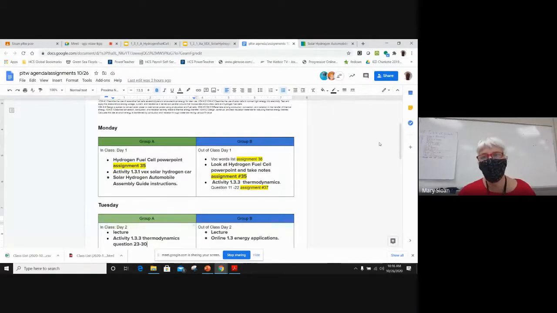As it says in the agenda, it is subject to change, so please check it daily to make sure it hasn't changed. As you can see today, Group A, which you're here, we're going to do the hydrogen fuel cell PowerPoint. That's going to be assignment 35. We're going to do activity 1.31, which is our VEX solar hydrogen car, and then our solar hydrogen automobile assembly guide and instruction. Our job today is to get it completely built and get it running today.